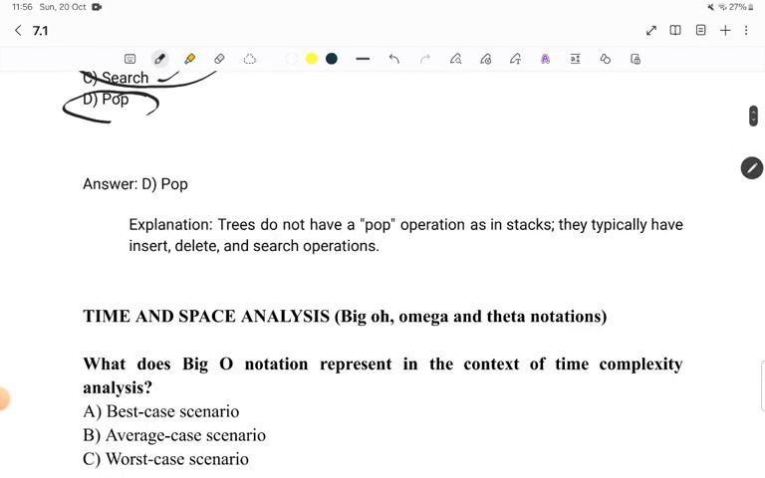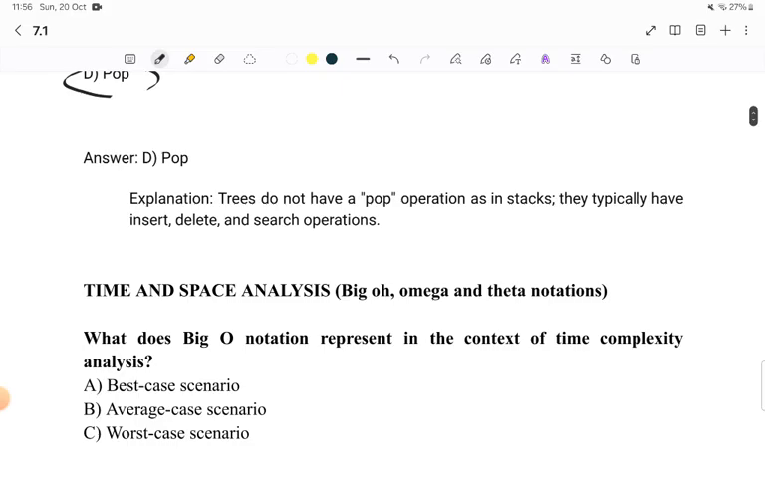Okay, now let's go to the next portion of this data structure, which is time and space analysis. Remember, I am covering all the topics according to the syllabus of your license exam. You can see the syllabus. I am covering the questions topic by topic.